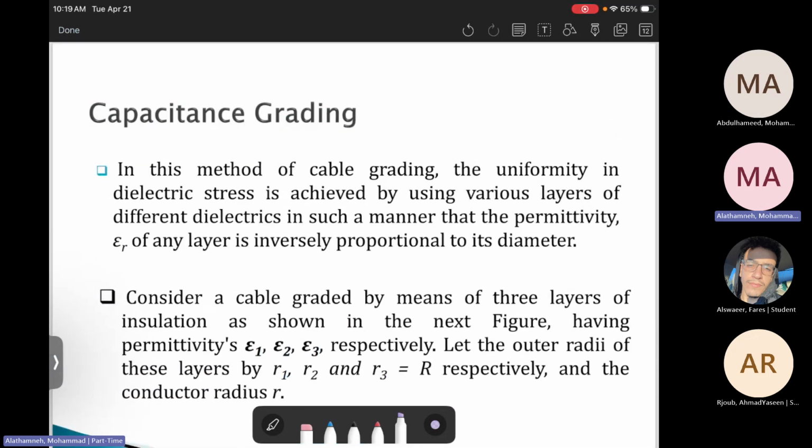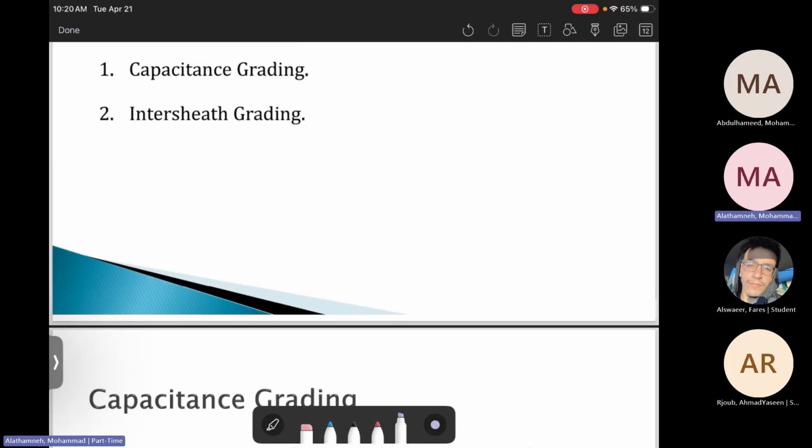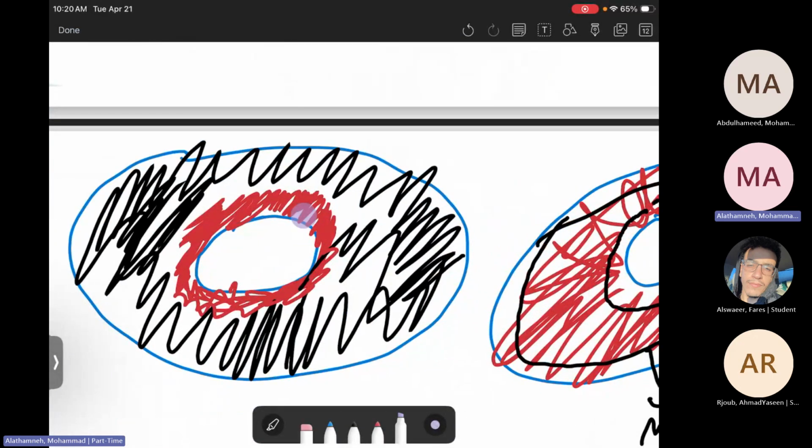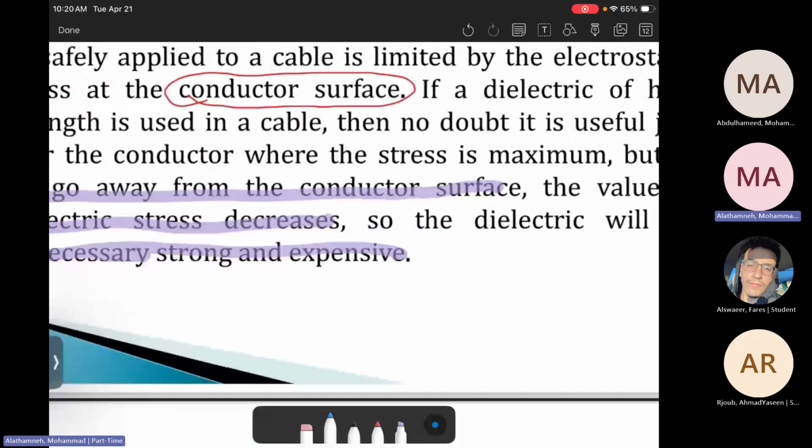Now, there are two ways of doing this, the capacitance grading and intersheath grading. Let's talk about the capacitance grading first. In this method, we will use different layers of different dielectric, such that there will be an epsilon r for each layer, as I mentioned here, like there will be a layer and another layer, and we can make multiple layers, not only two. The red layer is the most expensive. Then there's another cheaper layer in blue. Then the cheapest layer is in black. So as we move away, we will have multiple layers. This is called capacitance grading.